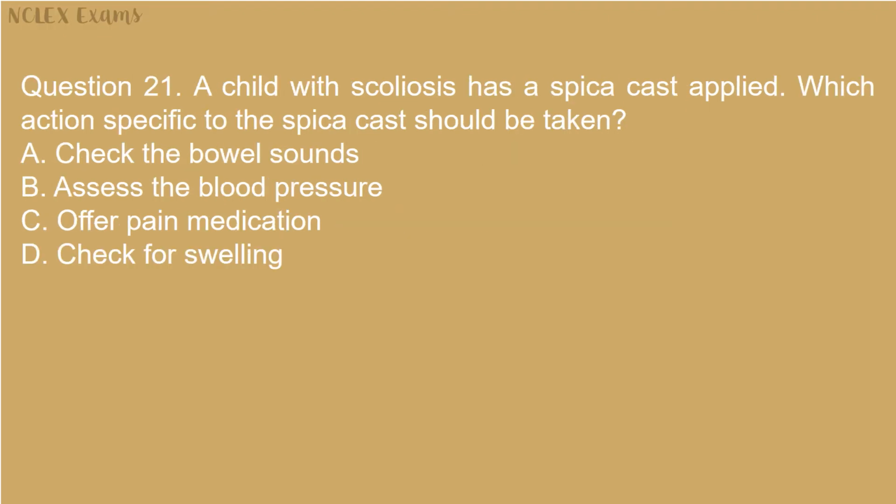Question 21. A child with scoliosis has a spica cast applied. Which action specific to the spica cast should be taken? A. Check the bowel sounds. B. Assess the blood pressure. C. Offer pain medication. D. Check the swelling.